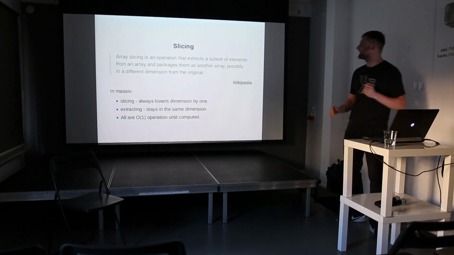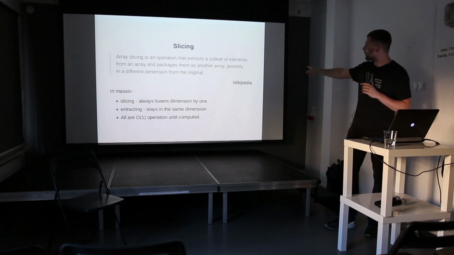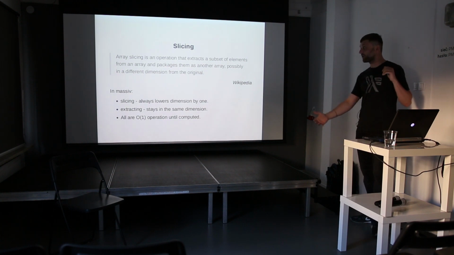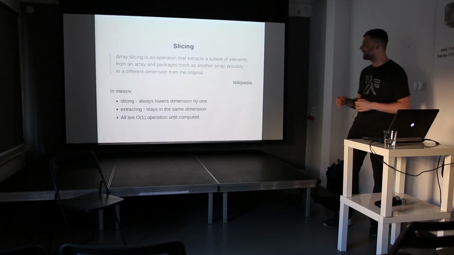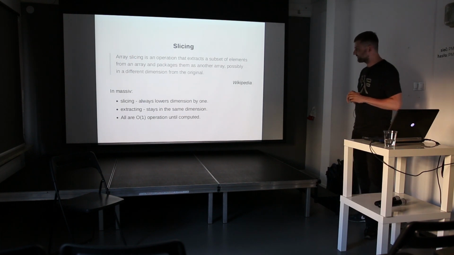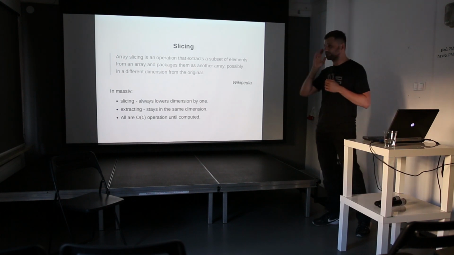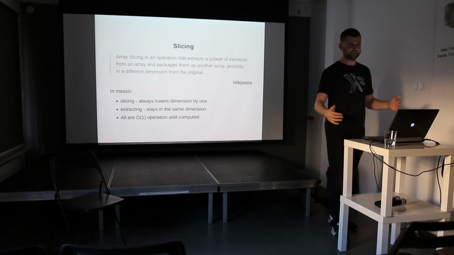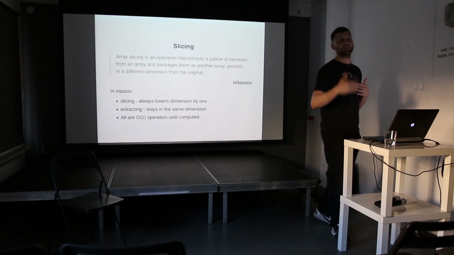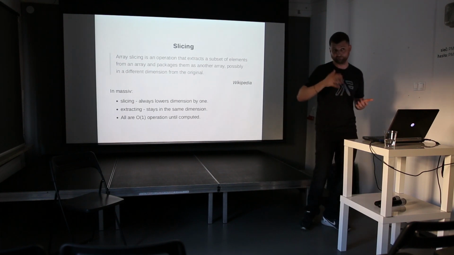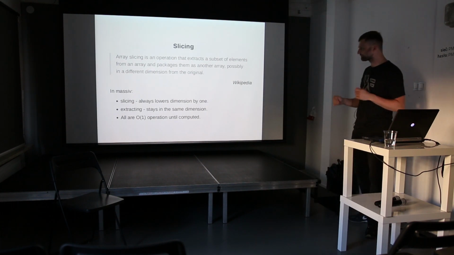Where were we? So, slicing. Quote from Wikipedia: array slicing is an operation that extracts a subset of elements from an array and packages them as another array, possibly in a different dimension from the original. In Massiv, there is support for slicing, as I call it, where you take an array, consider it a box, and you take a slice. If you take a slice of a 3D array, you get a page. If you take a slice of a 2D array, you get either a row or a column. That's what slicing is.